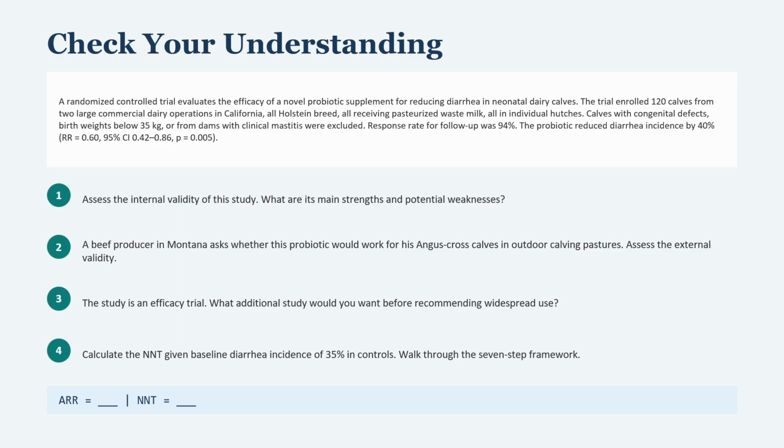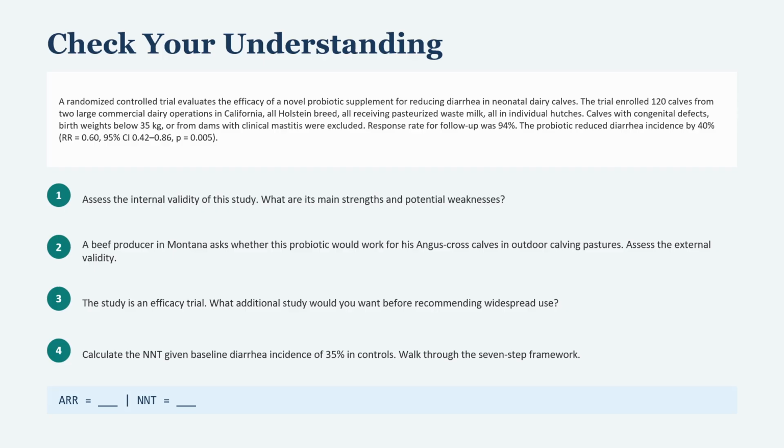Question 3. Additional study needed. A pragmatic effectiveness trial conducted across diverse production systems, beef and dairy, multiple breeds, multiple geographic regions, varied housing and nutrition systems, with flexible protocols that reflect real-world implementation.